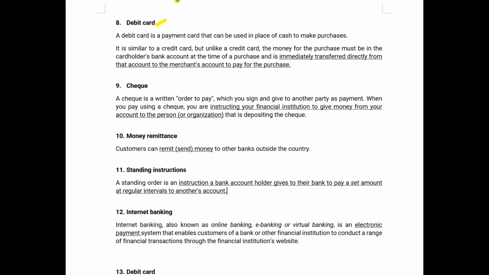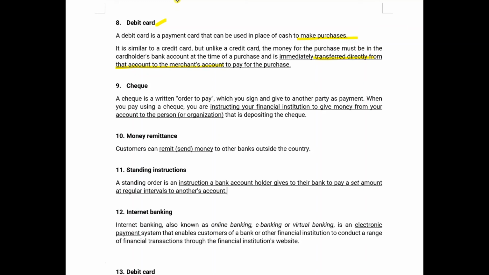Okay, other functions of the banks are, for example, they provide the debit card. Okay, the debit card we have already mentioned earlier on. It's a payment card that can be used to make payment instead of using cash. You can use it to make purchases. Previously we talked about credit card, whereby you are making a purchase on credit. And this debit card is when you are using the card, the money is automatically deducted from your account. It's transferred directly from your account to the merchant account.